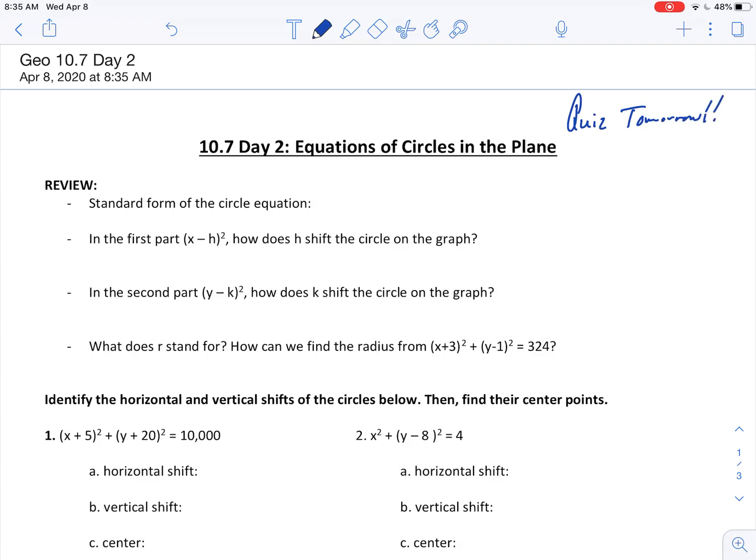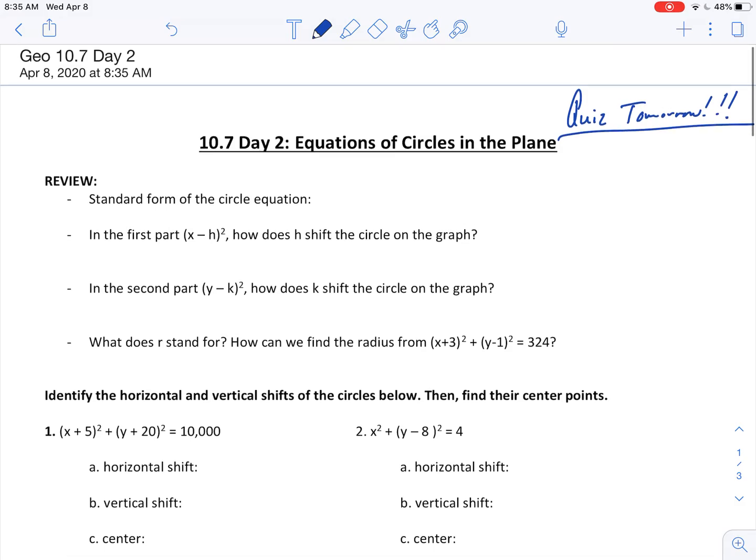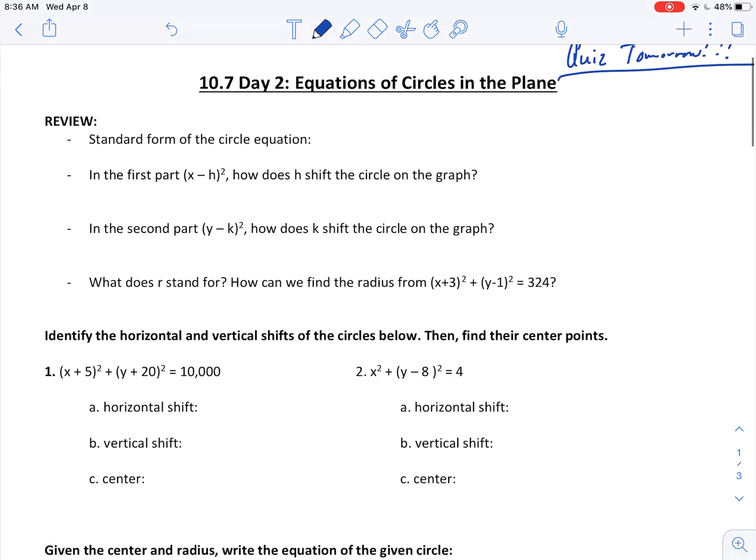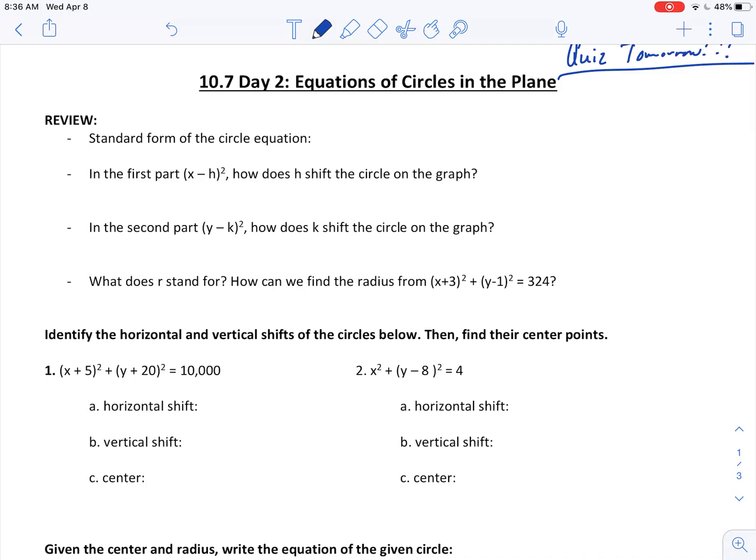All right, good morning, guys, and welcome back to 10.7. We're doing equations of circles in the plane. So again, today is the last day of 10.7. Tomorrow, we will have a quiz. So tomorrow's our quiz over 10.7, just 10.7.